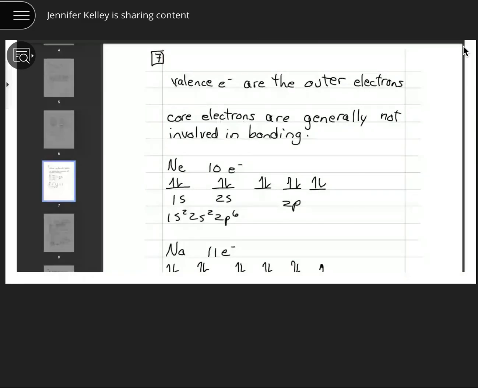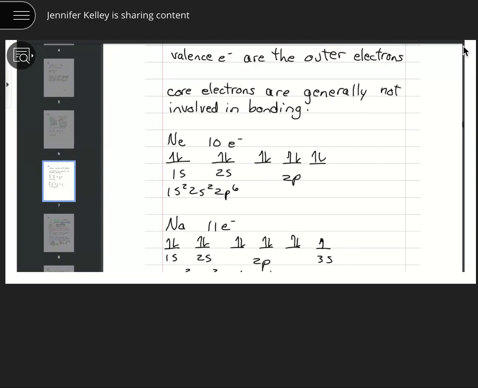So valence electrons are the electrons on the outside, and the core electrons are the electrons that are more inside. Valence electrons, being on the outside, are the ones that get involved in chemical reactions. So they will be shared with other atoms, or they may transfer an electron from one atom to another. But that doesn't happen with core electrons, just valence electrons.